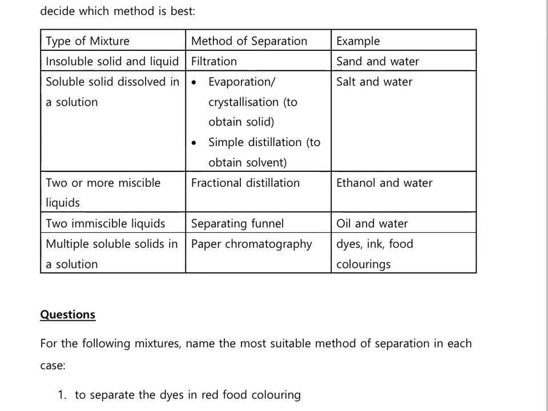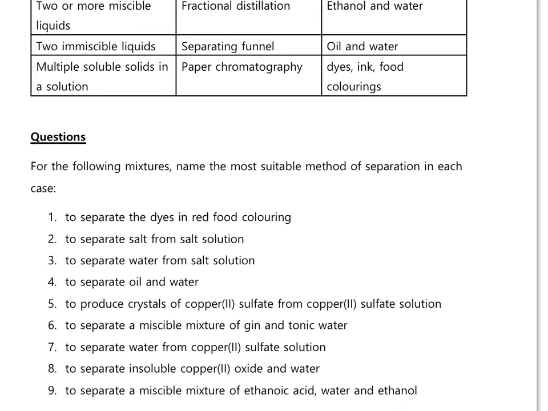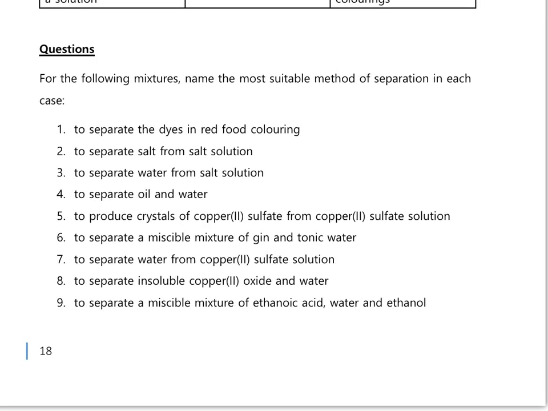So use the table above to help you as well, or flick back in your notes, or use your mind map to help you as well. So you can write the answers to this on the page, I don't mind, or you can do it on a spare piece of paper if you think you don't have room. So all your separating techniques are mentioned above, and all you need to do is choose which method. So let's look at the first example. It says to separate the dyes in red food colouring.